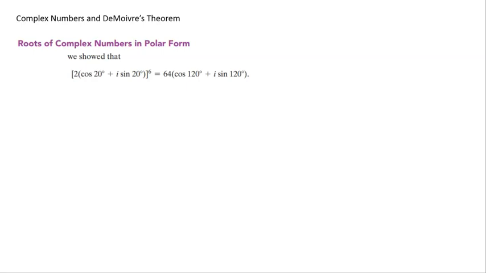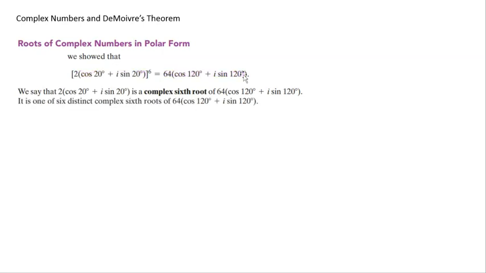Now, why am I showing you this? Because I want you to realize something, okay? We say that the original, 2 times cosine of 20 plus i sine of 20, not raised to the 6th, is a complex 6th root of 64 cosine of 120 plus i sine of 120. So this inside part, before we raised it to a power, is a 6th root of this complex number over here. Okay? There's more to this story.